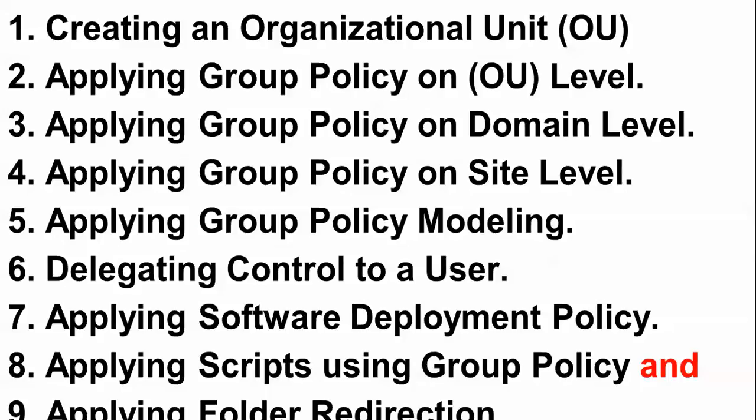These are the nine applications that I am going to show you how to set up, and how to create this group policy. First, creating an organization unit, then group policy on OU level, then domain level, then site level, then modeling, then delegation of control, user software app deployment policy, script using group policy, and the last one is folder redirection. So let us begin now.